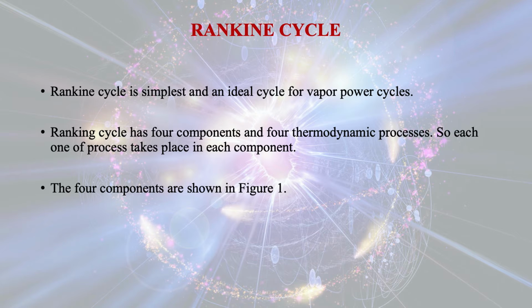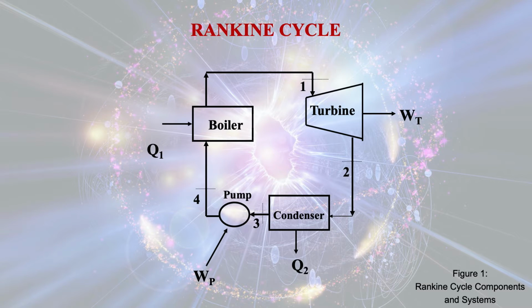So each one of the process takes place in each component. The 4 components are shown in figure 1. Please see the schematic of Rankine cycle components and system. There are 4 main components in ideal Rankine cycle. Those components are boiler, turbine, condenser and pump.